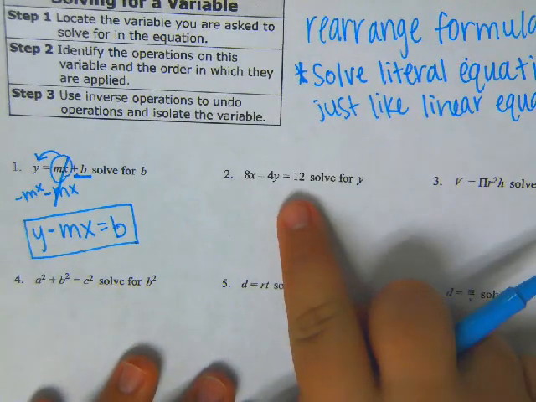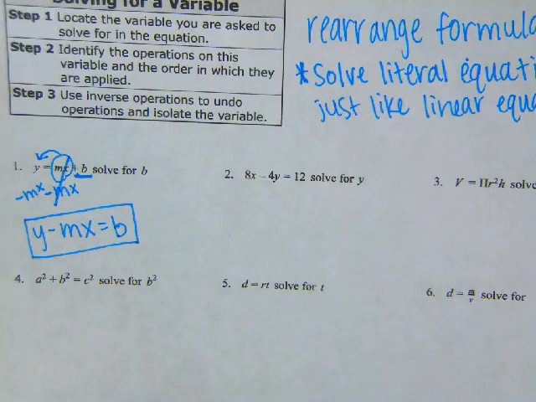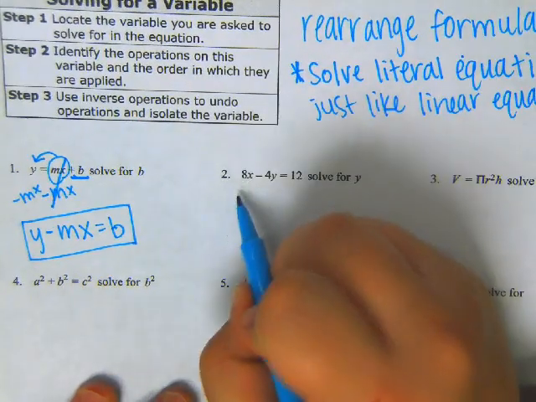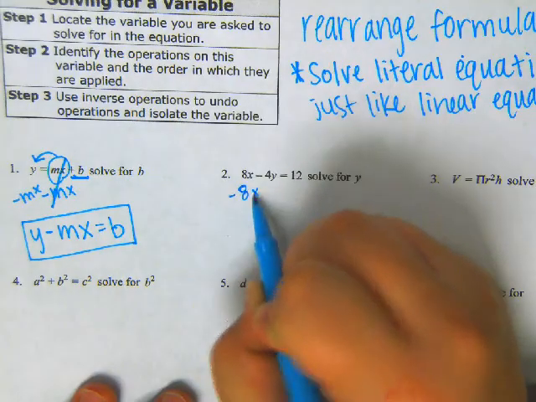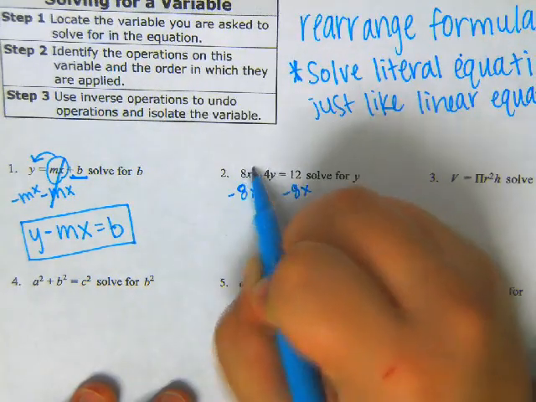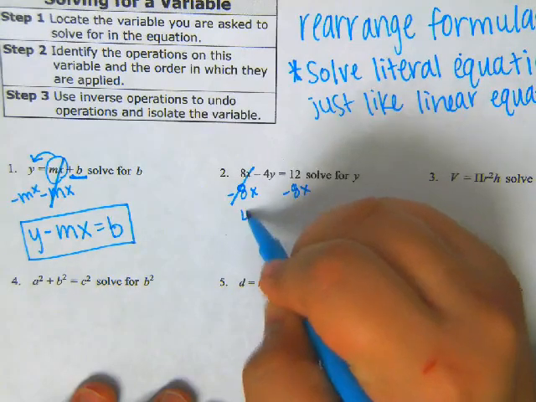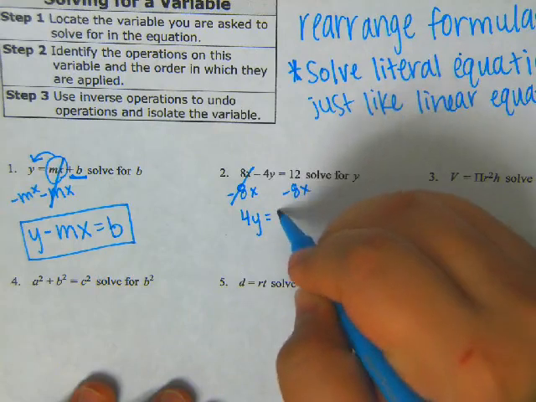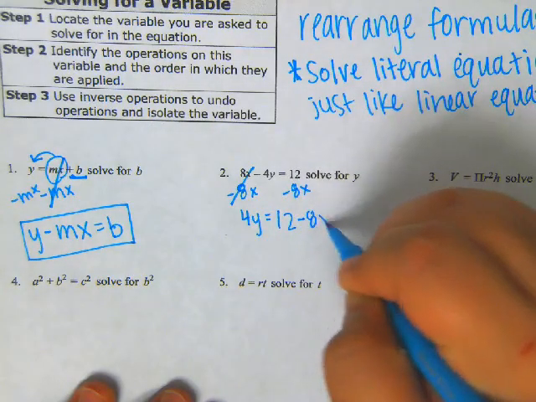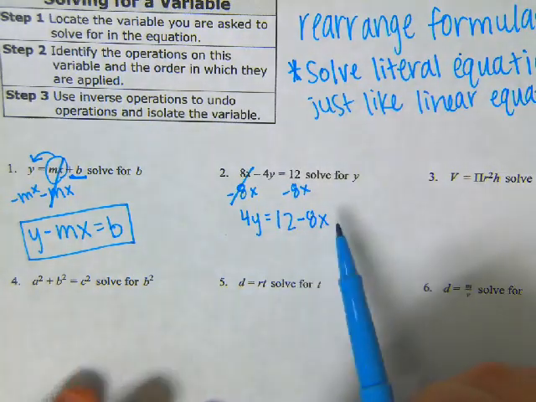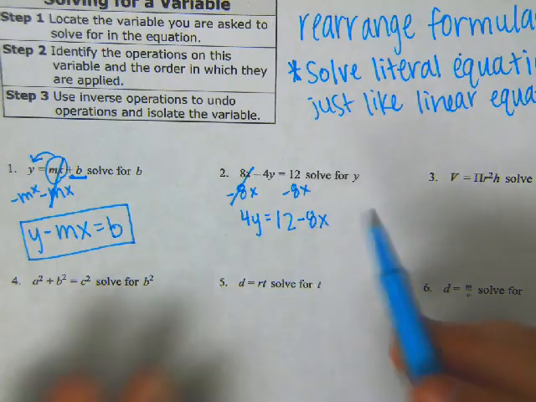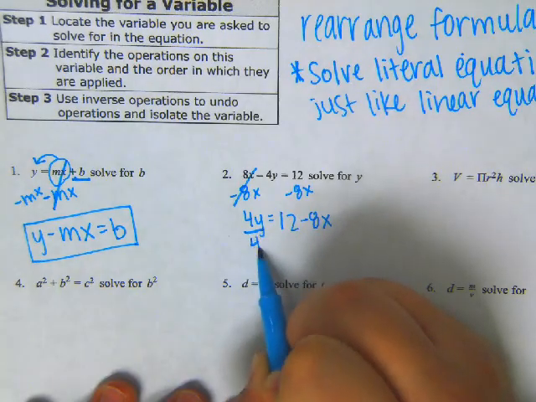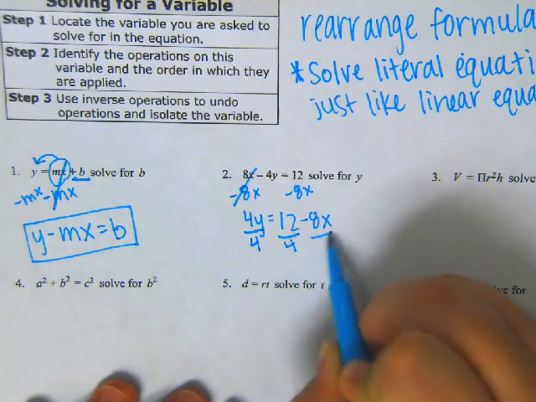For number 2, we are solving for y, so I need to move the 8x and the 4. The first thing I'm going to do is subtract 8x from both sides. It's going to cancel here, and I'm left with 4y. And then we can't combine the 12 or the 8x because they are not like terms. 12 is a constant, and 8x has a variable with it. To get y by itself, now all we have to do is divide everything in our equation by 4.